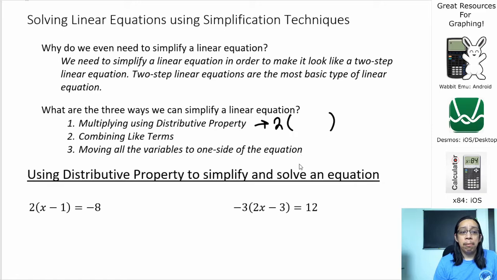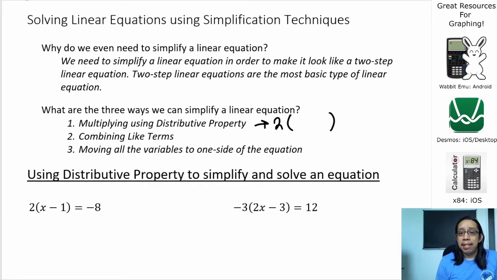And then lastly, moving all of your variables to one side of the equation. Again, if it looks like you have variables on both sides of your equation, then make a decision about one of those variables, and move that variable to the other side using an inverse operation. In other words, we're trying to create zeros there, but we'll talk about that a little bit more. Let's go ahead and get started with the first method of multiplying using the distributive property.